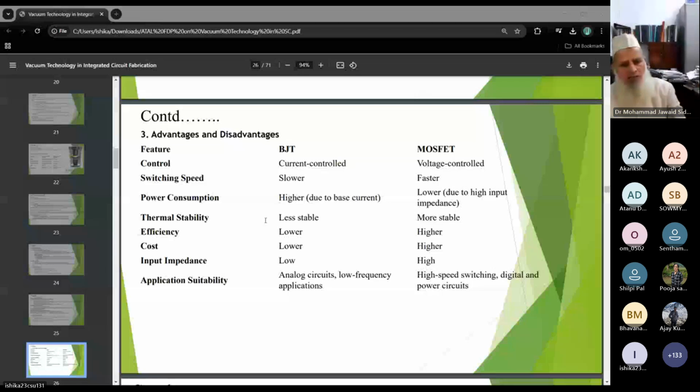Efficiency, cost, and input impedance, application suitability. BJT is suitable for analog applications, and MOSFET is very much suitable for switching applications. In digital applications like the microprocessors and memory, generally they are fabricated with the help of the MOSFET.